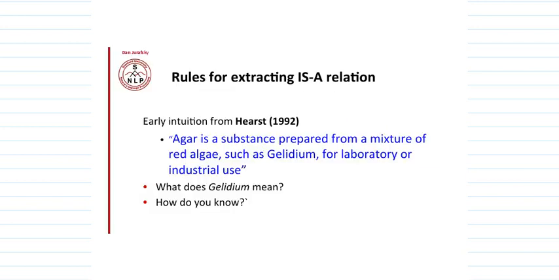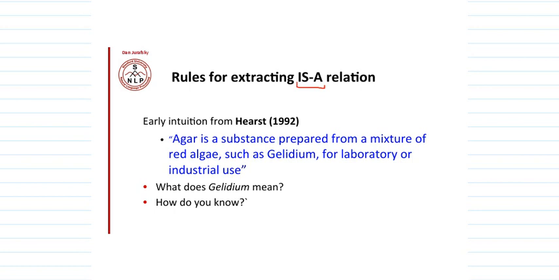So we derive some kind of relations from the text, and then we write the rules for that relation, right? Suppose we are extracting rules for the is-a relation, and we have this text: agar is a substance prepared from the mixture of red algae such as Gelidium for laboratory or industrial use. The methodology proposed by Hearst in 1992 says that you can generally put up the question, what does Gelidium mean.